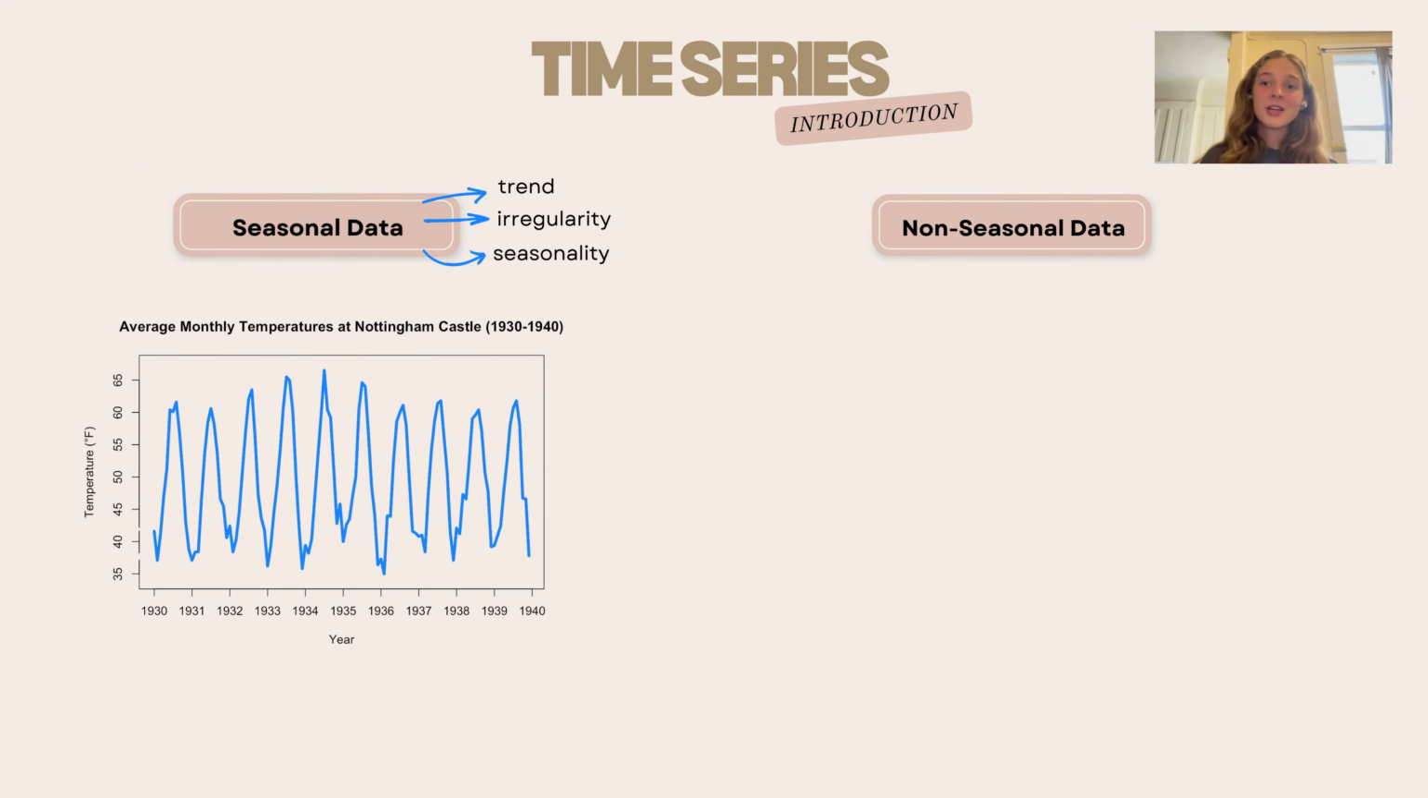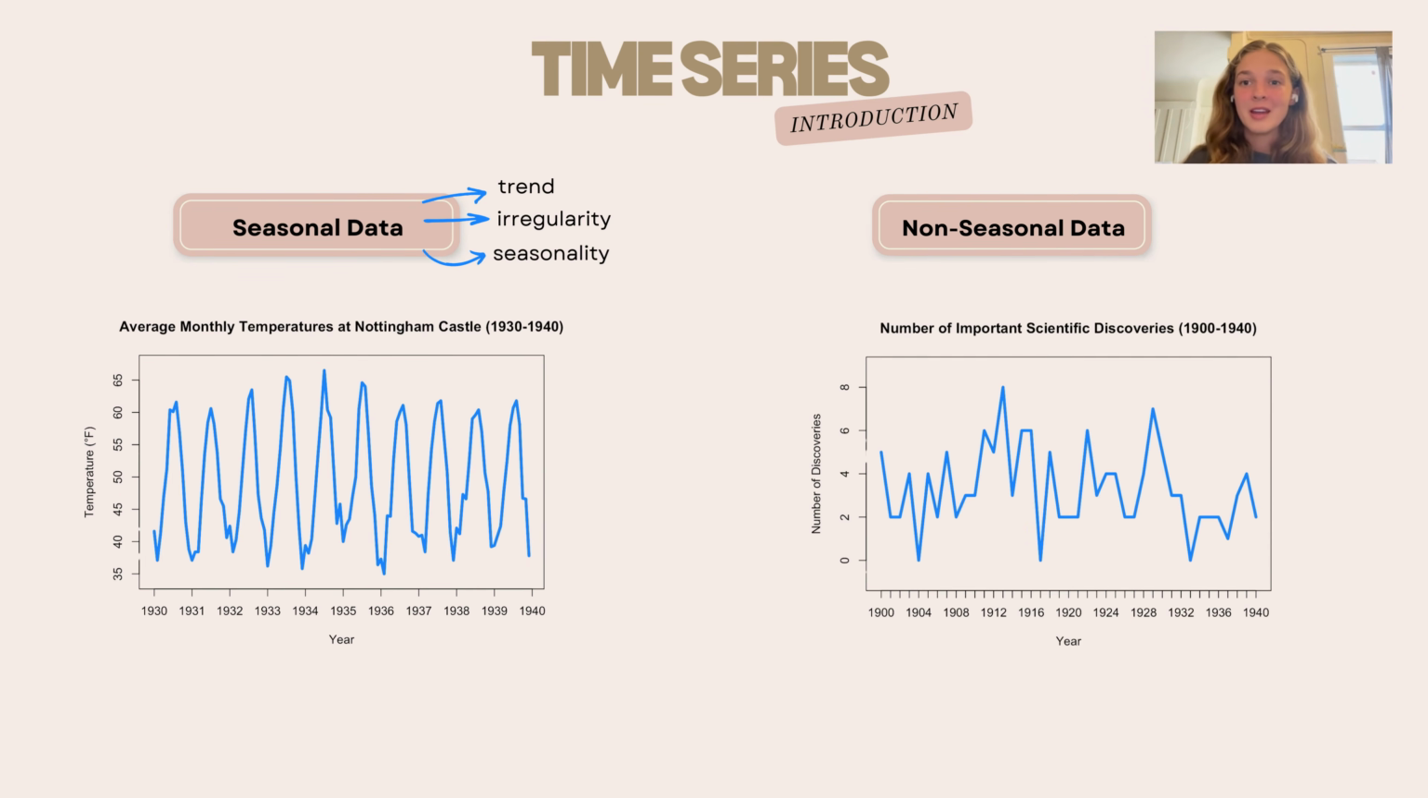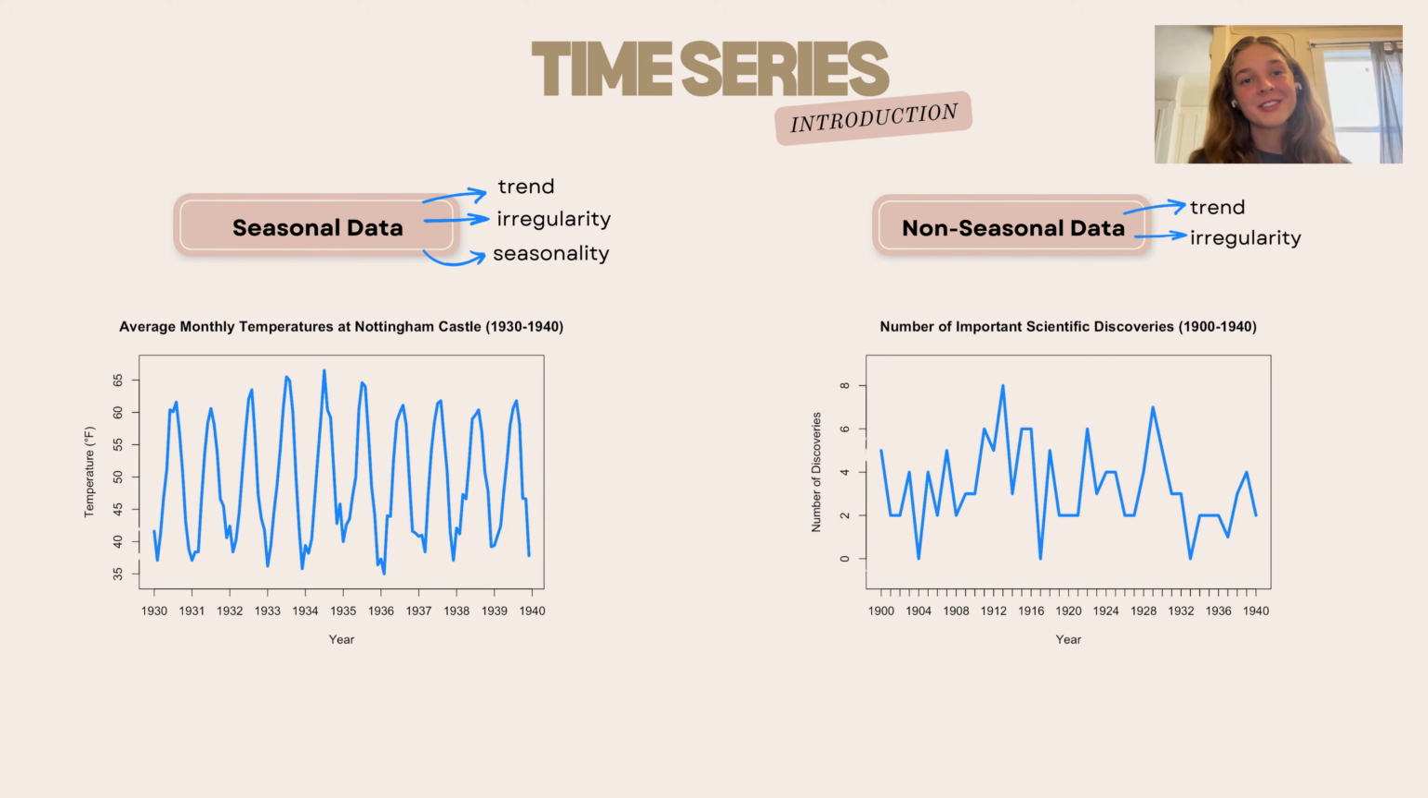As opposed to seasonal data, we have non-seasonal data. Here an example is shown, which is the number of important scientific discoveries, which generally will not follow seasons. Other examples may include the global population rate, which isn't tied to seasons, or the Bitcoin price, which is very volatile but doesn't follow a consistent seasonal pattern. Well, unsurprisingly, non-seasonal data consists of the same things as seasonal data, but without the seasonality aspect of it. So we're just looking here at the trend and irregularity.